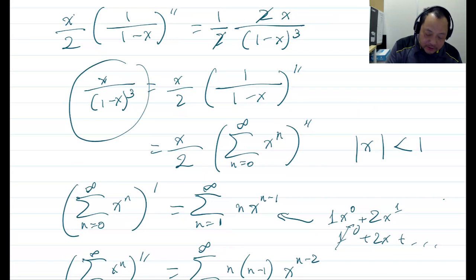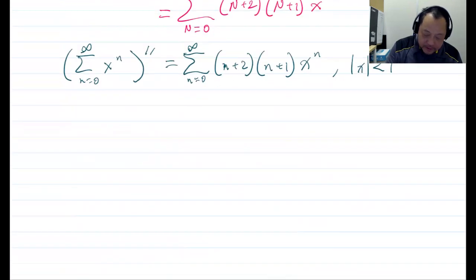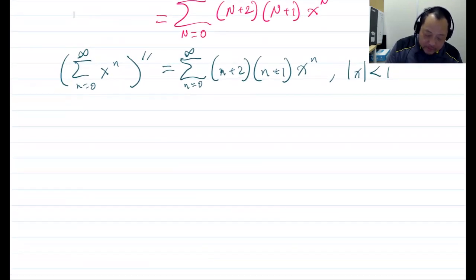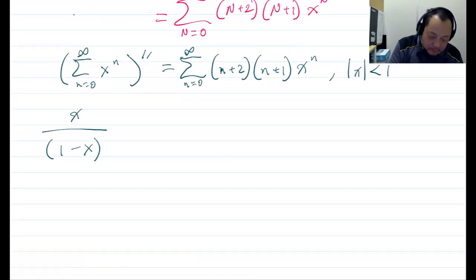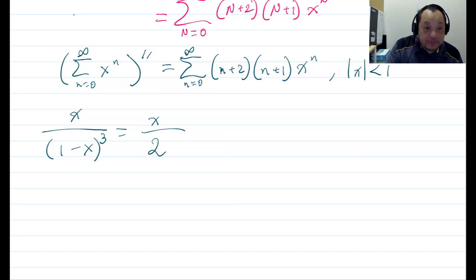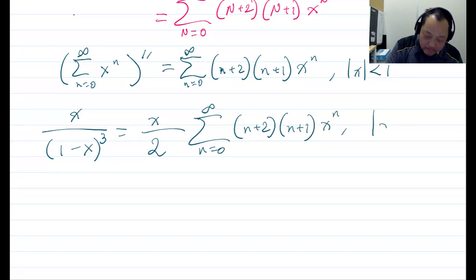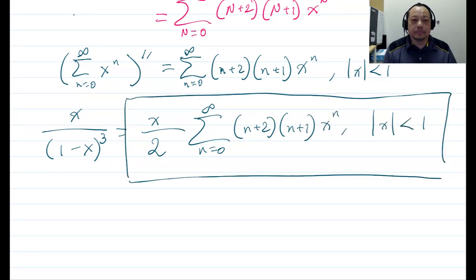And the function I want is x over 2 times the second derivative. And so the function that I want is x over 2 times the second derivative, so it's times all of this. Final answer.